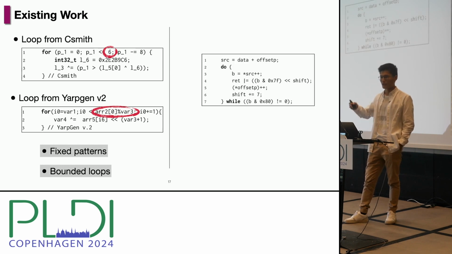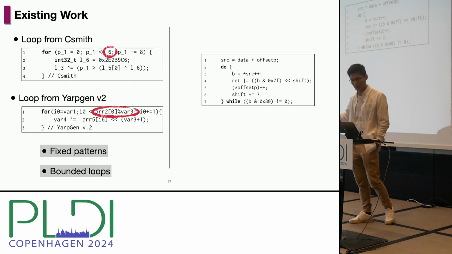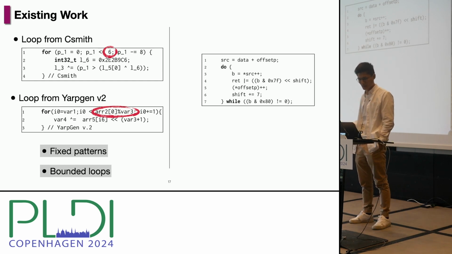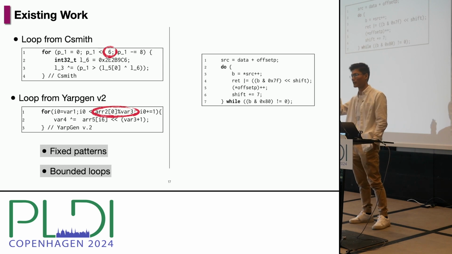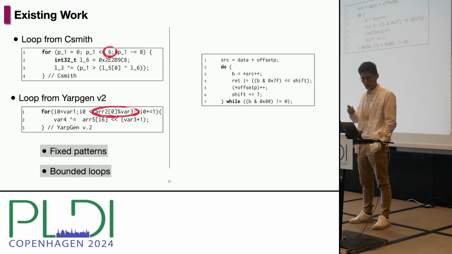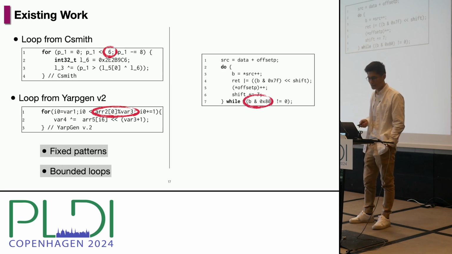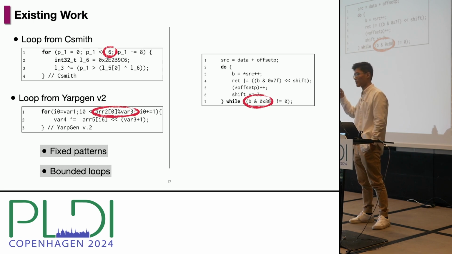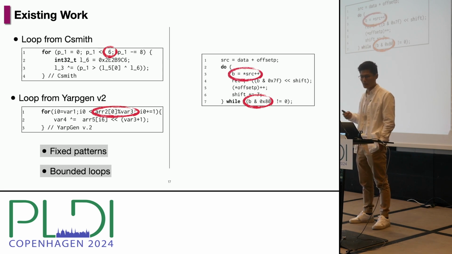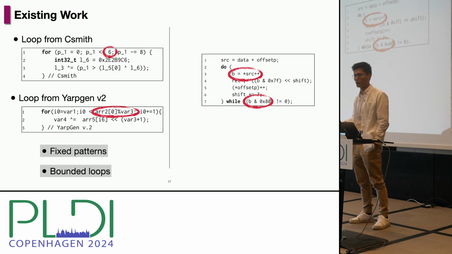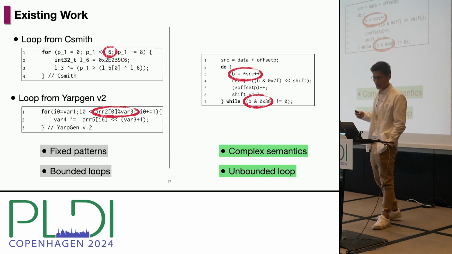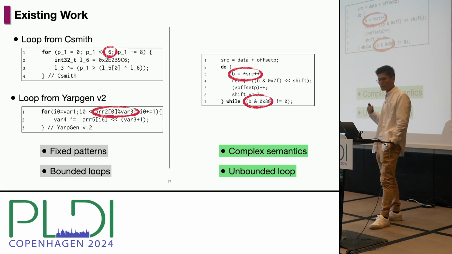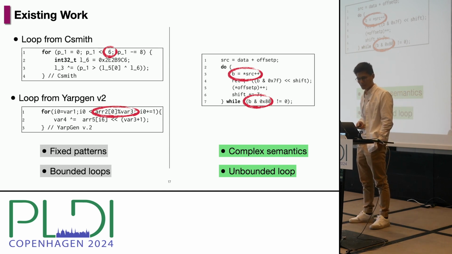And now let me show you a new loop on the right hand side. First of all, syntactically, the loop body looks very different from these two loops from existing random generators. And in this loop guard, the b variable is not constant bounded, and it is constantly modified inside the for loop. So this loop has some complex semantics and is unbounded, which is not supported by those existing generators.